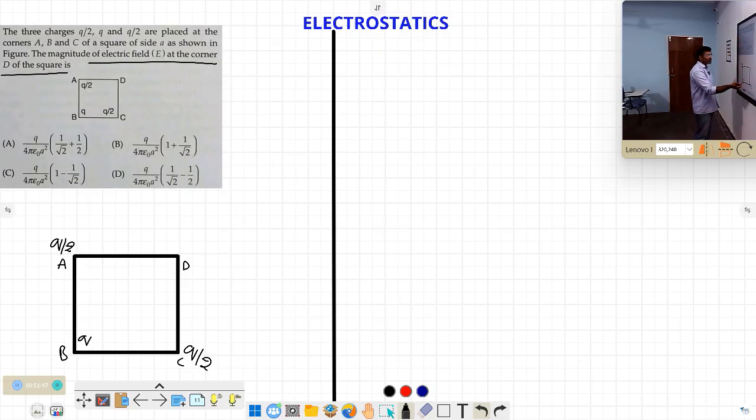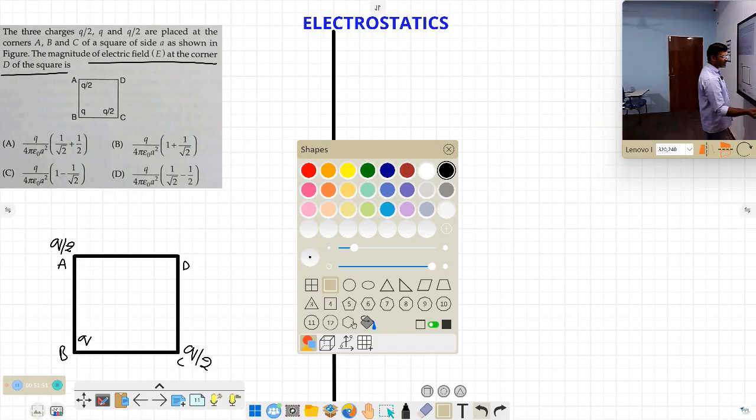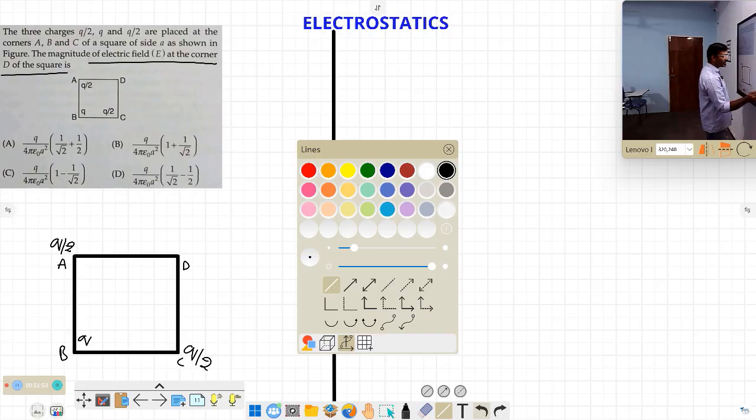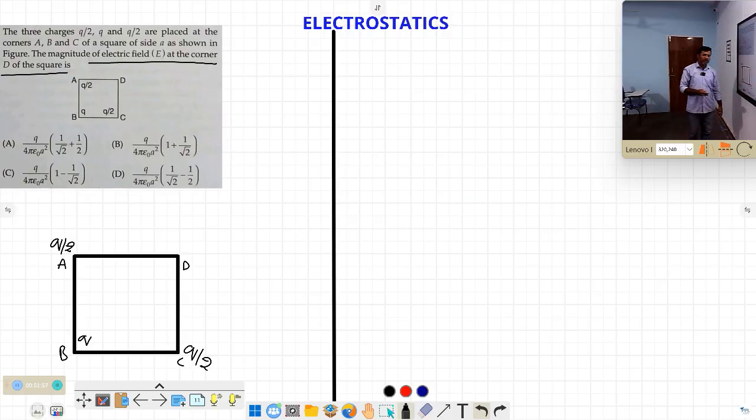To find that, I have taken the diagram here to understand clearly. Electric field intensity is a vector quantity. What direction do you have to take for the electric field intensity? In the direction of the repulsion, right? So here, imagine a test charge at D point. If you imagine a test charge Q naught here, now this Q naught will be repelled by a charge. A will repel this Q naught. This is the direction of the repulsion.